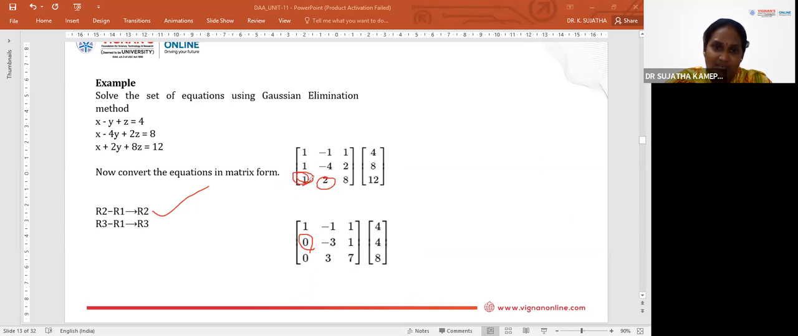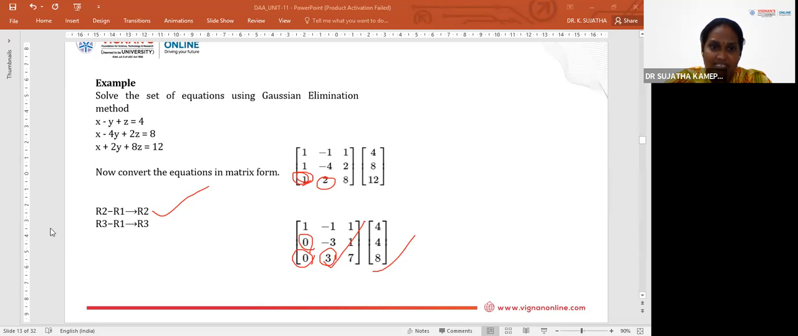How can I make this value 0? The same formula can be applied: row 3 minus row 1. So 1 minus 1 is 0. 2 minus 1, that is 2 plus 1, becomes 3. 8 minus 1 becomes 7. 12 minus 4 becomes 8. So in this case, this also becomes 3. Next, I need to make this element 0. Then I can solve the problem.